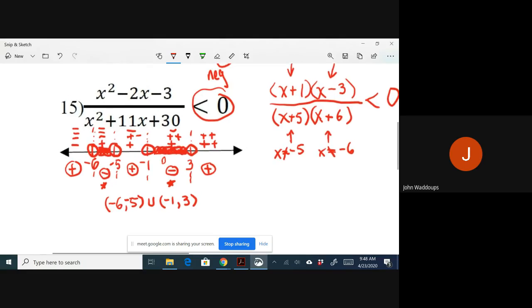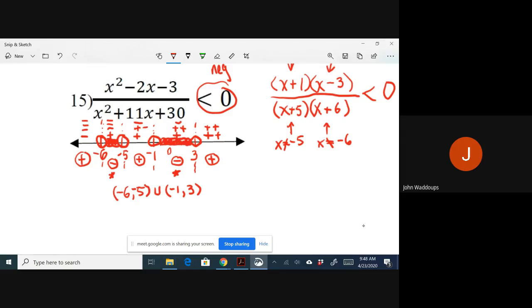And so in solution set, this is the answer, but then the graph is also important.